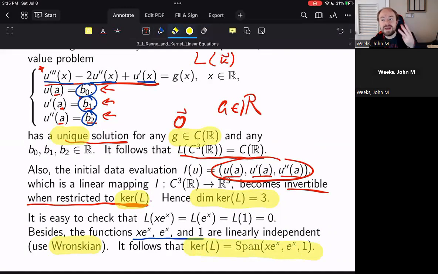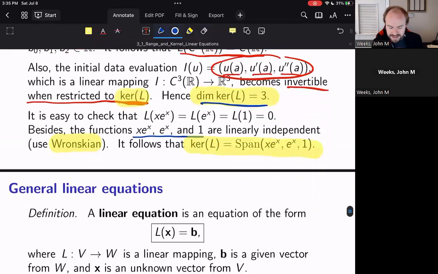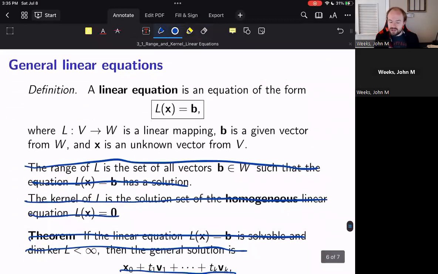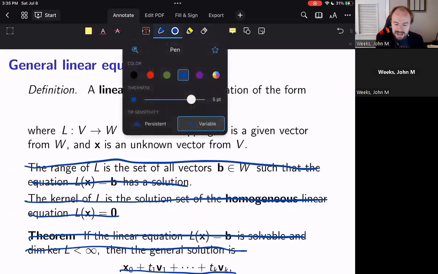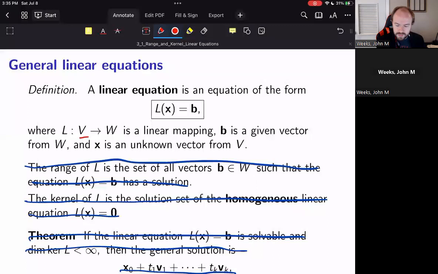We know there's no more because these three functions are linearly independent, and we discussed why the dimension of the kernel is exactly 3. So this is a basis for this space. Now, general linear equations are written in this form: L of x equals b, where L is a linear mapping going from V to W, and b is a given vector from W, and x is some unknown vector from V. So linear equations are written in this way.